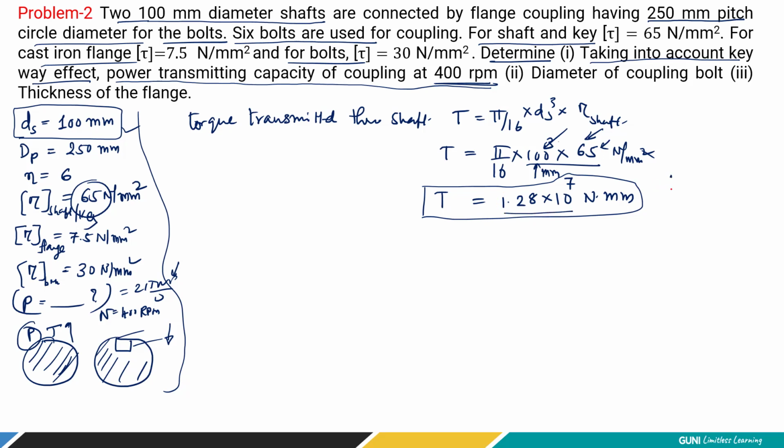You cannot transmit more than this. Yes, you can transmit less than this. You cannot transmit more than this value. This is what the mathematics says, right? Now here we have to consider the keyway effect.